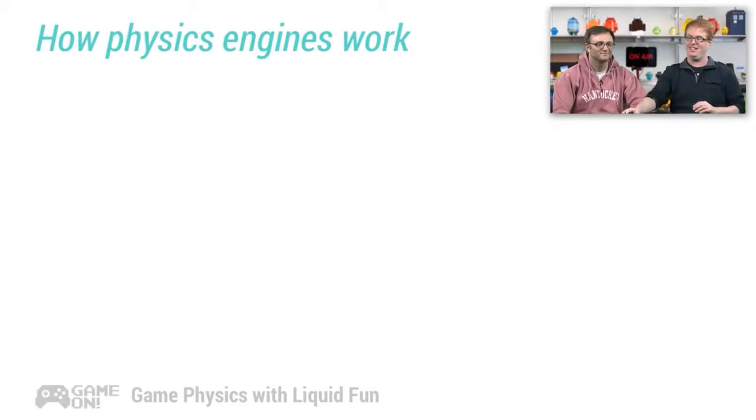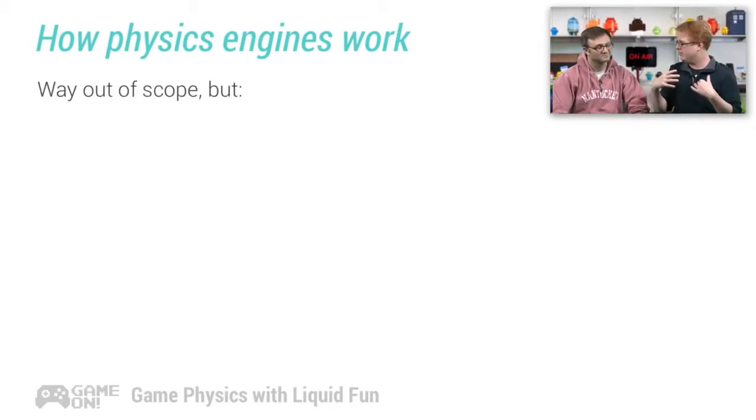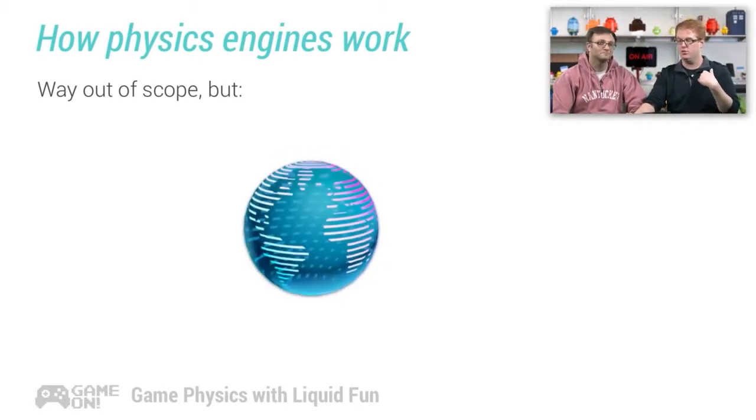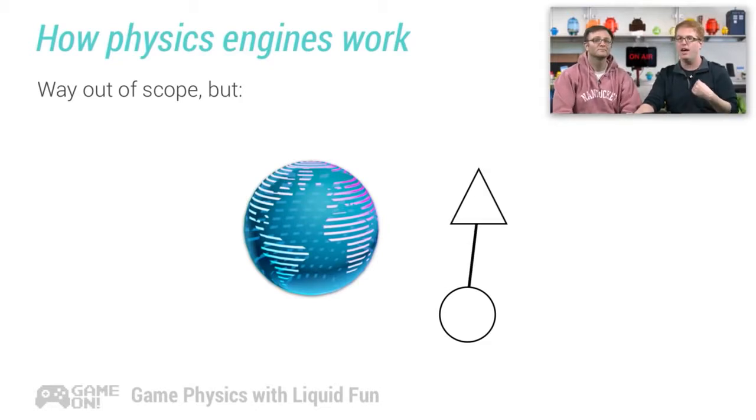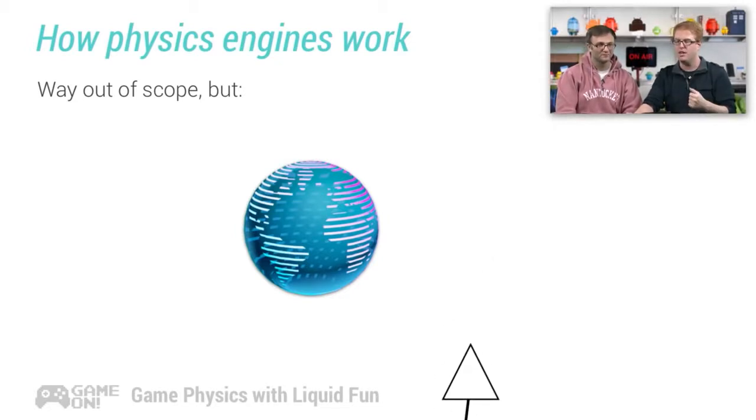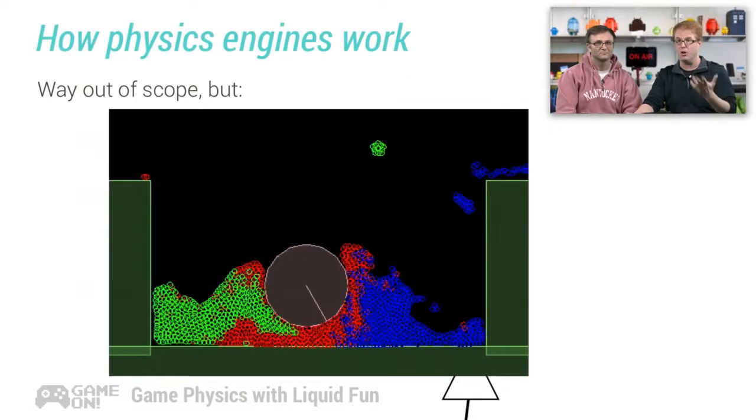So this is kind of way out of scope, but we'll talk a little bit about how physics engines work. In a physics engine, you basically create a world. You add some rigid bodies to it. So here, a circle and a triangle. You might add some joints to connect them. And then you step the simulation forward. In this case, since there's nothing supporting those guys, they're just going to fall. But again, the secret sauce with LiquidFun is that we're adding very large numbers of particles that can interact with these rigid bodies.